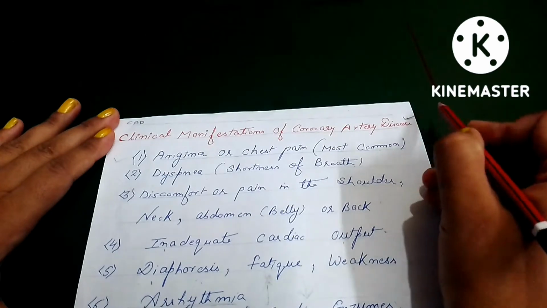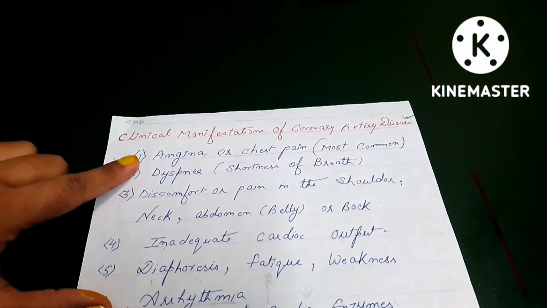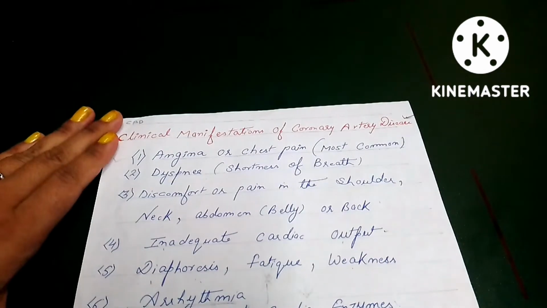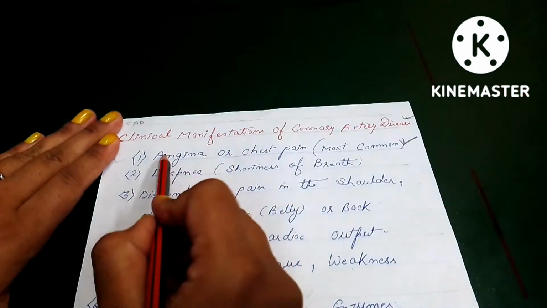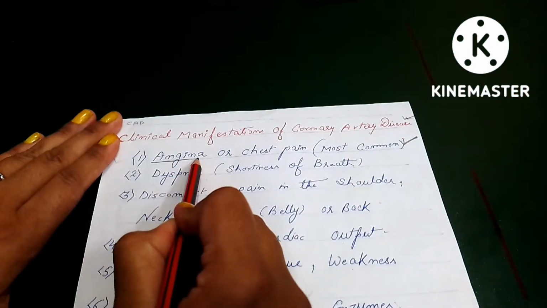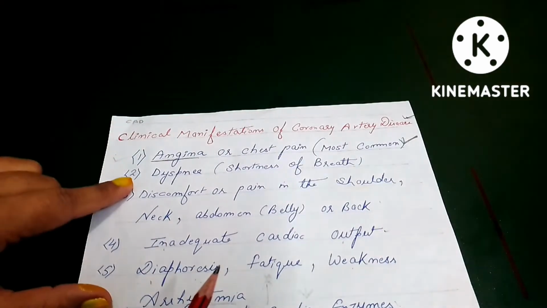In the second part we are starting with the clinical manifestation of coronary artery disease. What are the signs and symptoms which we will see in CAD? The first symptom is angina, which we can call angina pectoris. This is the most common symptom of heart disease. In angina there is a pain in the chest, a throbbing sensation. It feels like some heavy weight has been put on our chest, and it's a burning sensation which you can feel on the chest.